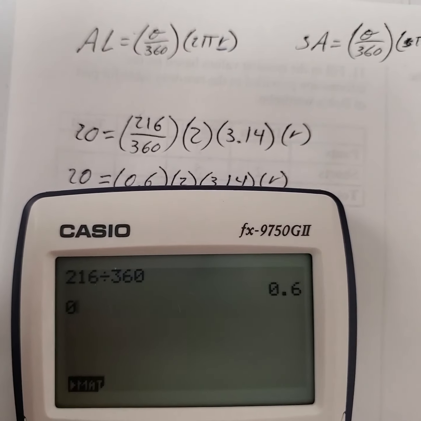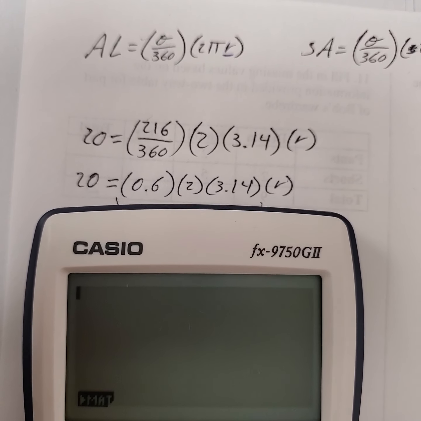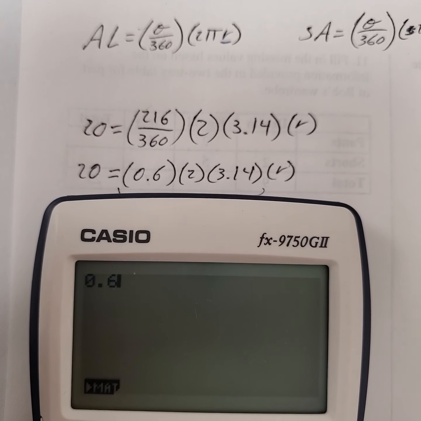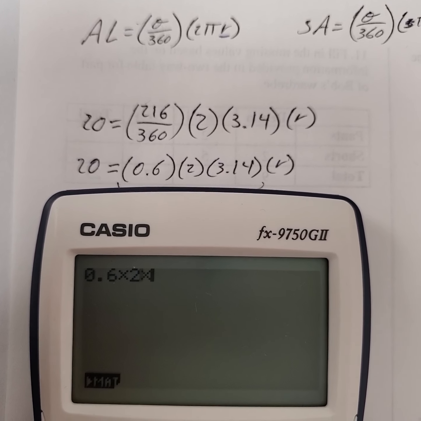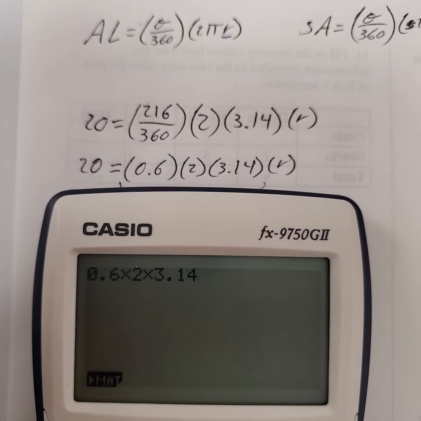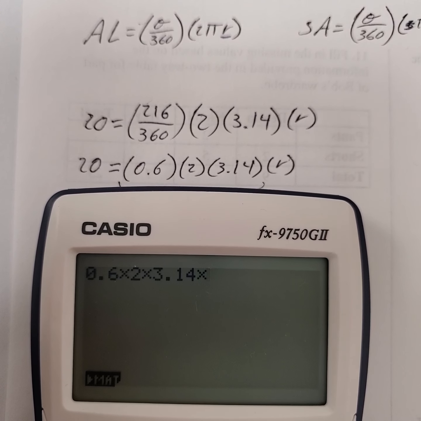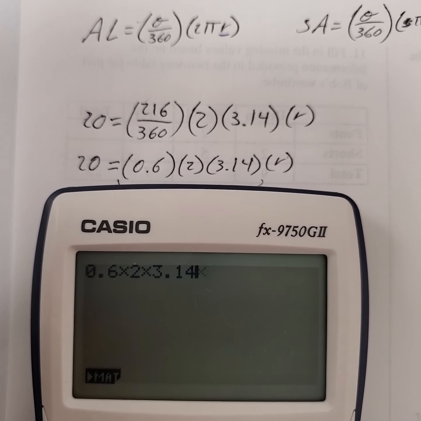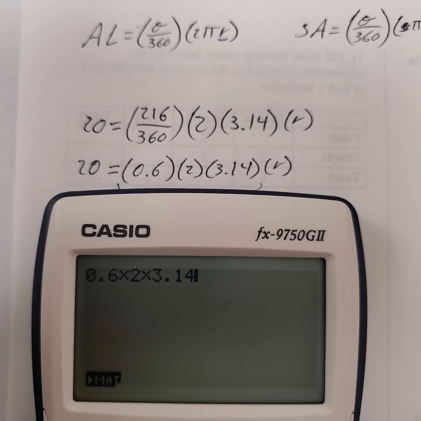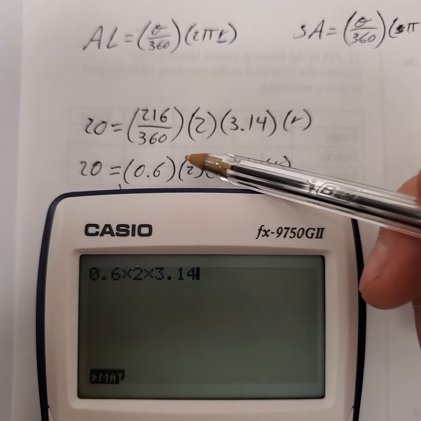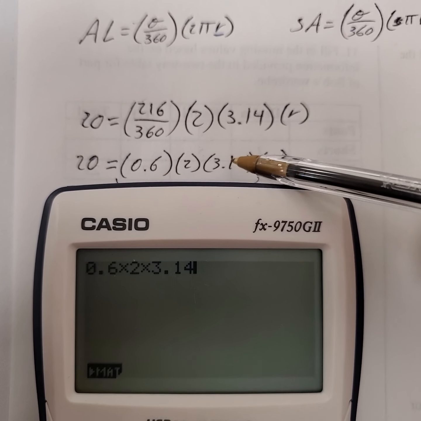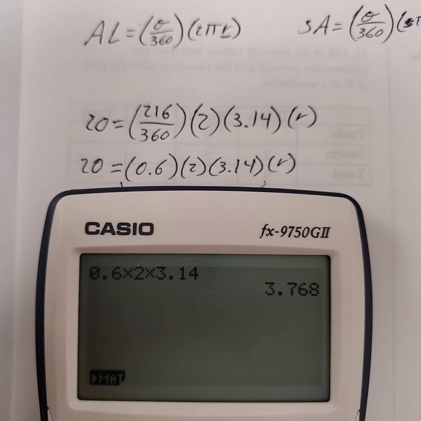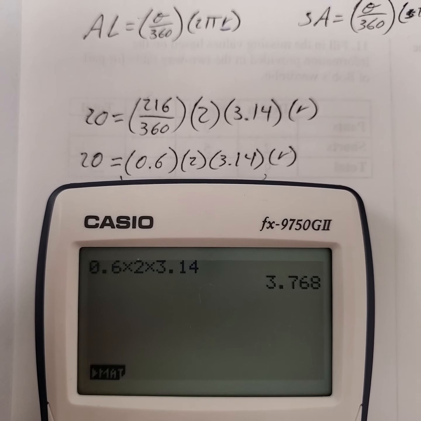That means that we're going to have 0.6 times 2 times 3.14. Well, never mind, that's it. So just these 3 values only: 0.6 times 2 times 3.14. Leave the r by itself. Don't do anything to it. It gives us 3.76.